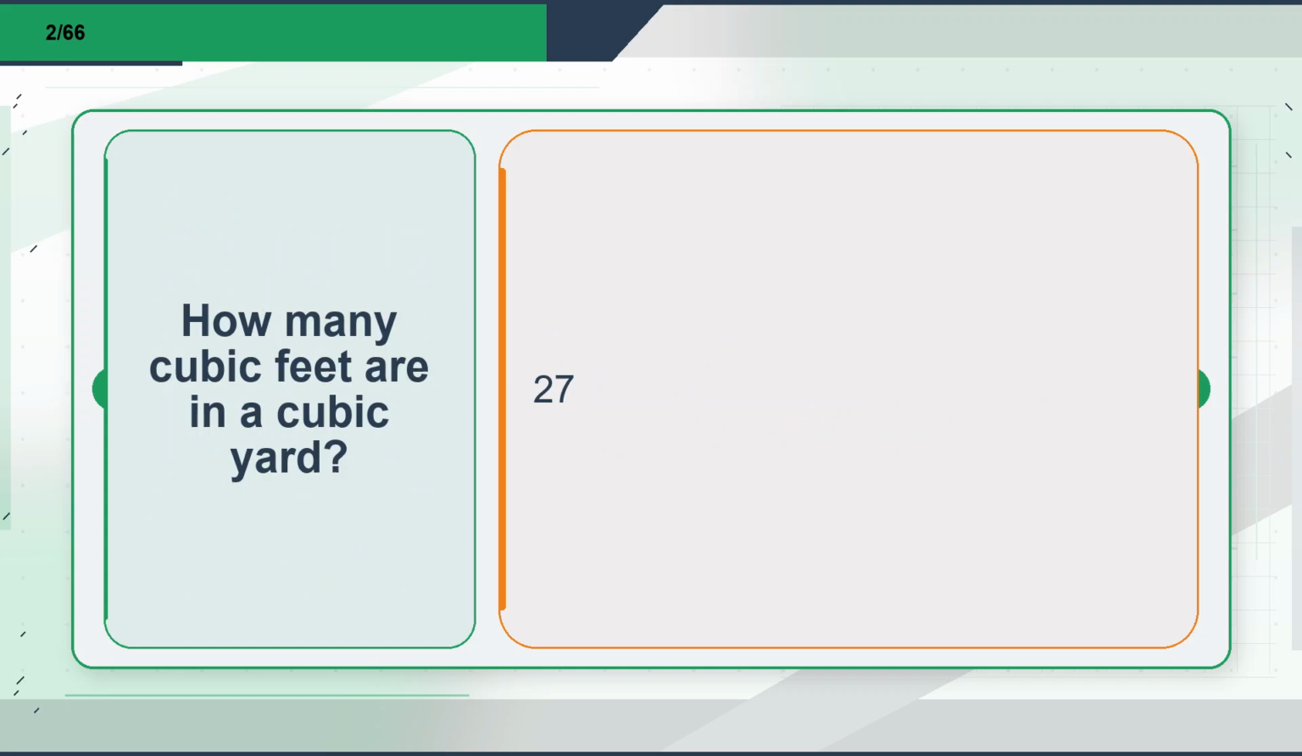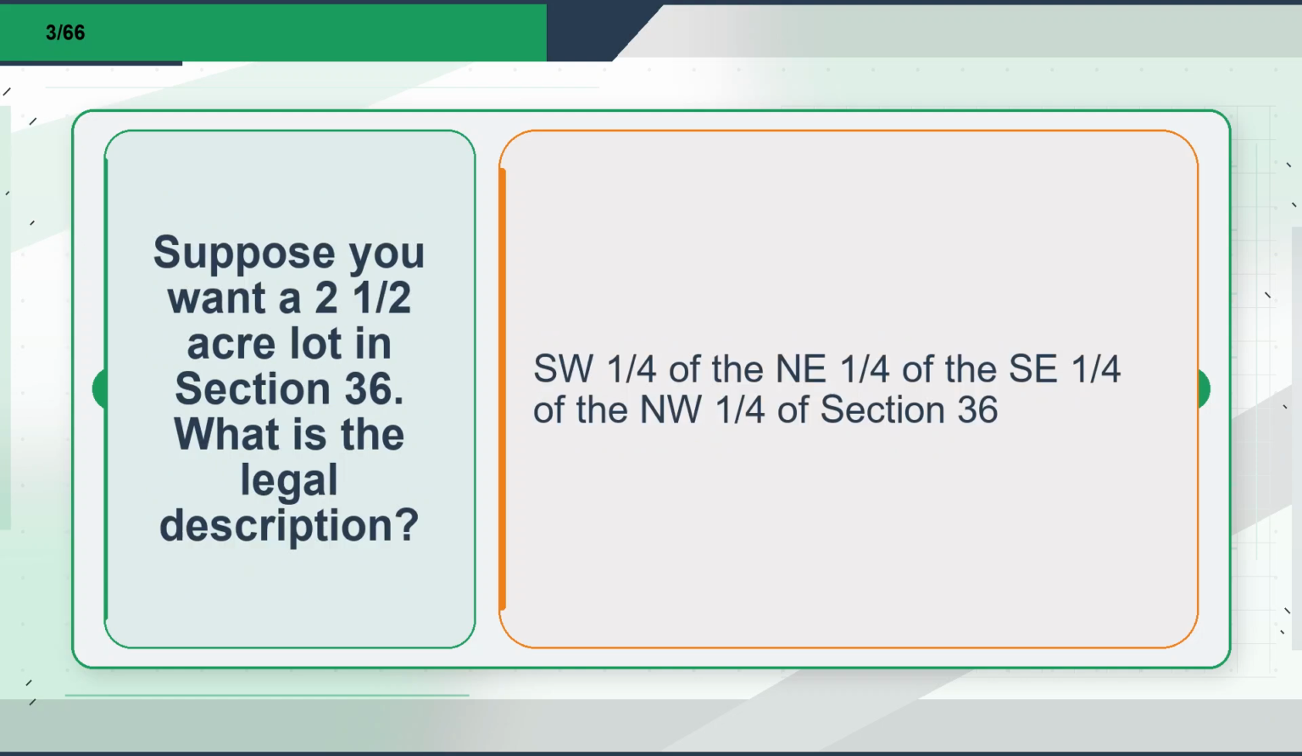Flashcard 2. Term: how many cubic feet are in a cubic yard? Definition: 27. Flashcard 3. Term: suppose you want a 2 1/2 acre lot in section 36. What is the legal description? Definition: SW 1/4 of the NE 1/4 of the SE 1/4 of the NW 1/4 of section 36.